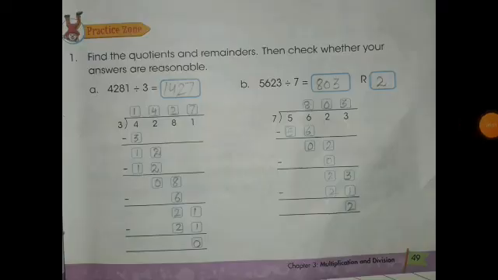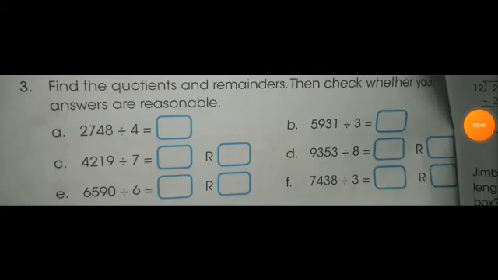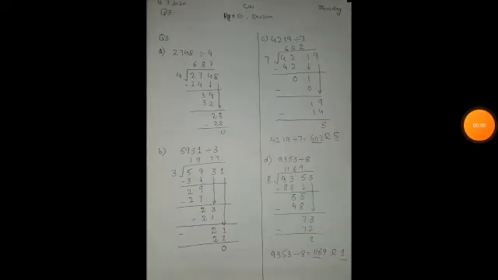I hope you understand the concept. You have to practice these questions and then solve them by yourself neatly in your book. On page number 50, question number 3 is also the same. Find the quotients and remainders. Students, do question number 3 in your neat notebook. Write CW, date, topic, page number and the full statement of question number 3.